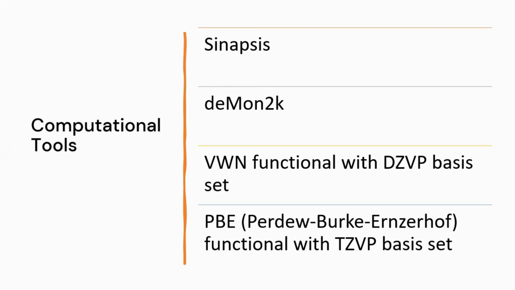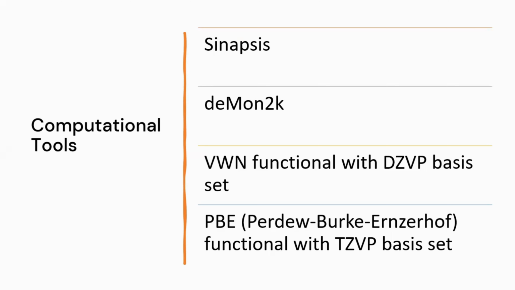Nowadays we are running with many functionals, but mostly we go by the time constraint and the computational resources constraint. So when we run the calculation, initially we run with the VWN functional with the double zeta VP basis sets at the beginning for the optimization process.